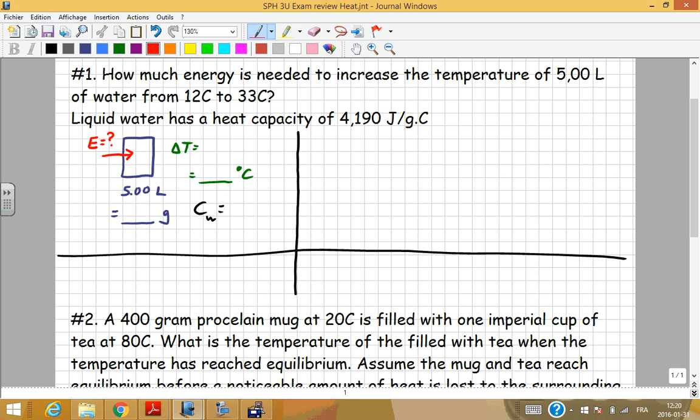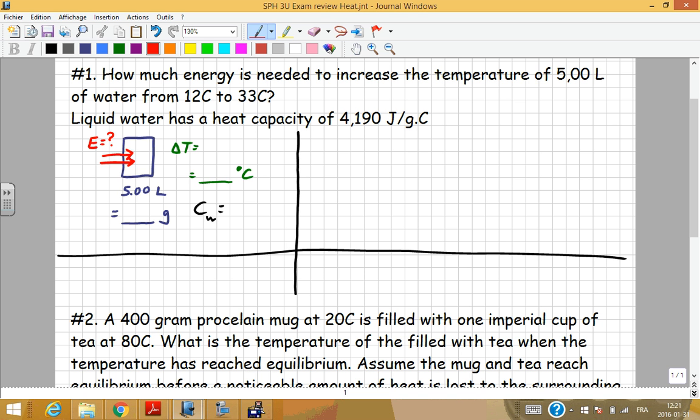So we're looking at what we know. First thing, we know that energy has to come from outside and go into the water. That's why there's an arrow going in. That might be from a burner, it might be from an electric heater. It's just a source of heat energy. So that's going into our 5 liters of water.